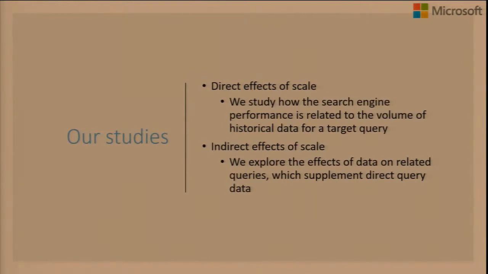Our study has two aspects. First, we study the direct effects of scale. So we study how the search engine performance is related to the volume of historical data for a target query. Here, we use click-through rate to evaluate the search engine performance, because if a search engine can provide better search results, the user click rate will increase. And for historical data, we use the number of historical clicks to reflect this kind of information, because clicks are the most effective feedback or signals provided by search engine users. In the second aspect, we study the indirect effects of scale. Okay? So we explore the effects of data on related queries.